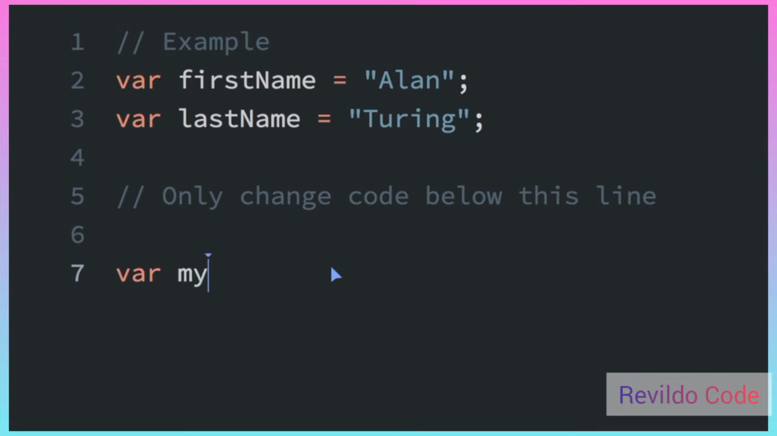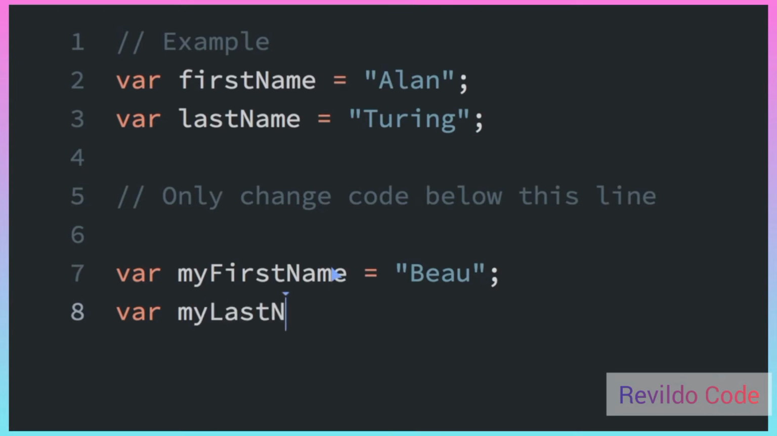So var myFirstName equals Bo, and var myLastName equals Carnes. So that's how you create a string in JavaScript.